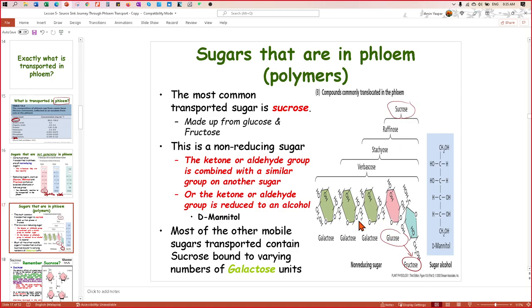In the cells of the plants, there are some other sugars also present. For example, like the galactose. Depending on the number of galactose attached to the base of sucrose, when I say the sucrose base, I am referring to the combination of glucose and fructose. Depending on the combination, if there's only one galactose attached to it, it becomes raffinose. If two, stachyose. If three, verbascose. Right? So each of these will make the sugar become even less reactive, non-reducing sugar. These are all non-reducing sugars.